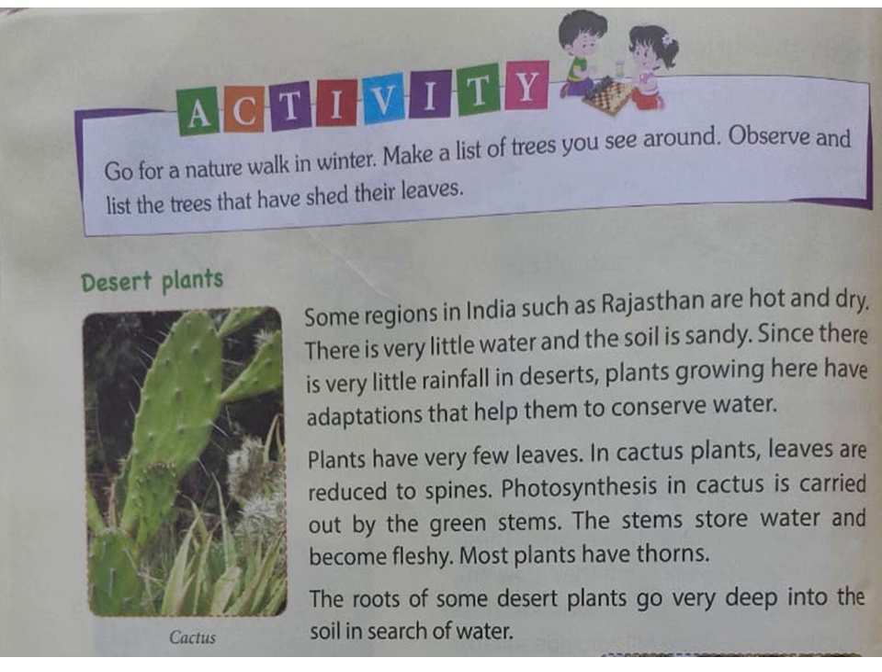Plants have very few leaves. In cactus plants, leaves are reduced or modified into spines. Photosynthesis in cactus is carried out by the green stem. Keep in your mind, in the cactus plant, photosynthesis is performed by the stem, not by the leaves, because leaves are reduced into the spines. You can see in the picture, very thin structures here. These are the leaves. The stem stores the water and becomes fleshy. Most plants have thorns. The roots of some desert plants go very deep into the soil in search of water.